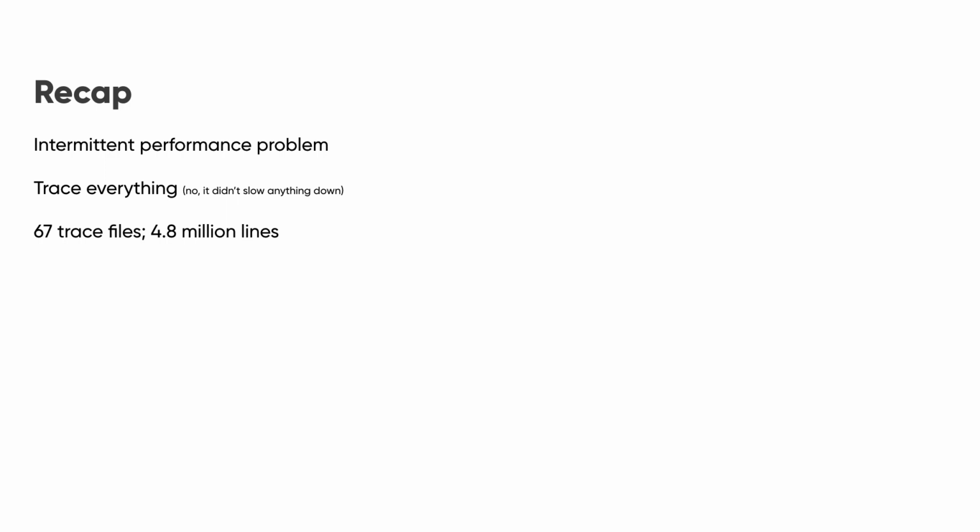Let's recap what you've just seen. We had an intermittent performance problem, so we traced the whole system for long enough to catch a few of these problems in the act. That trace created 67 trace files, almost 5 million lines of trace data. But in less than a minute, I found the 549 lines that I cared about. And now I know exactly where I need to apply effort to make the application better.